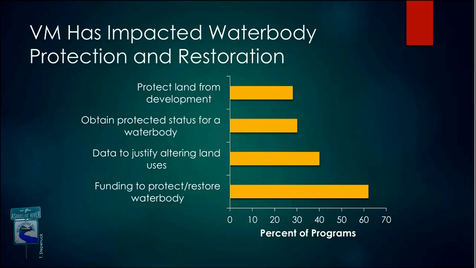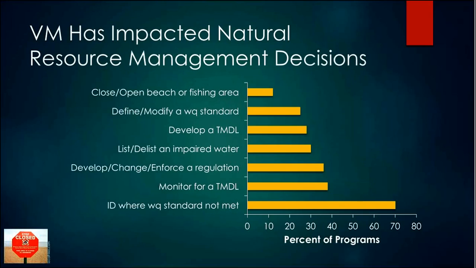Other types of results: using data to justify altering a land use. So maybe there was some way that the land was used, like putting in cattle access sites, is another common one. About 40% of programs had that as a result. In terms of the kinds of results for volunteer monitoring impacting natural resource management decisions, this really, again, links back very often to the Federal Clean Water Act and the mandates of what states need to report about the water bodies in the state.